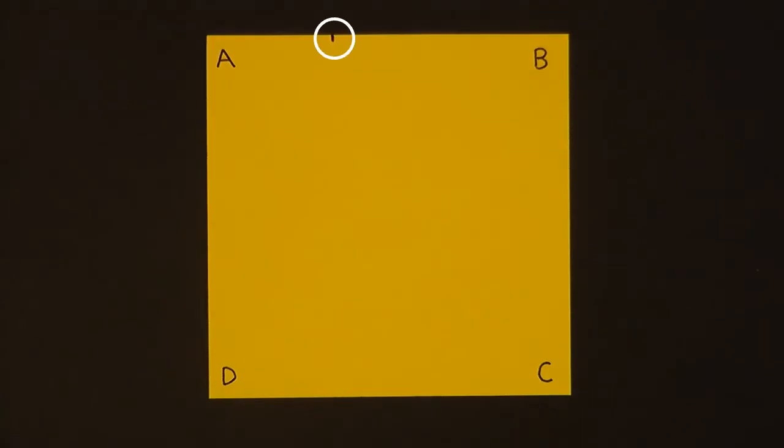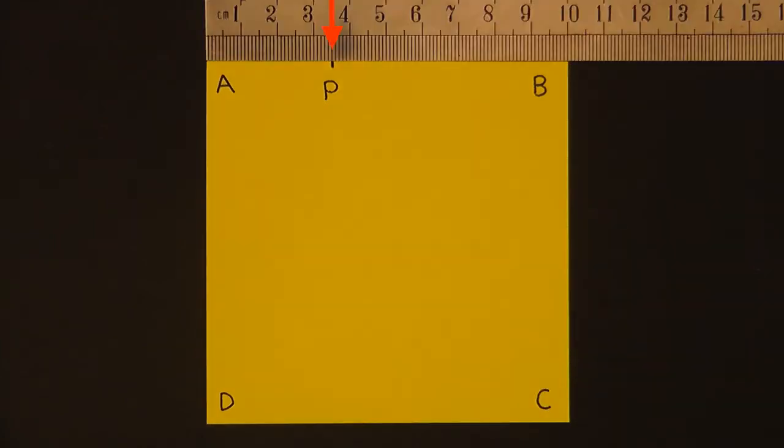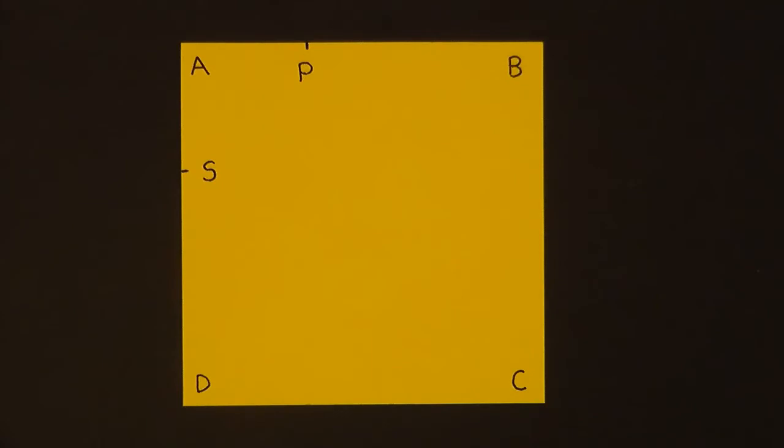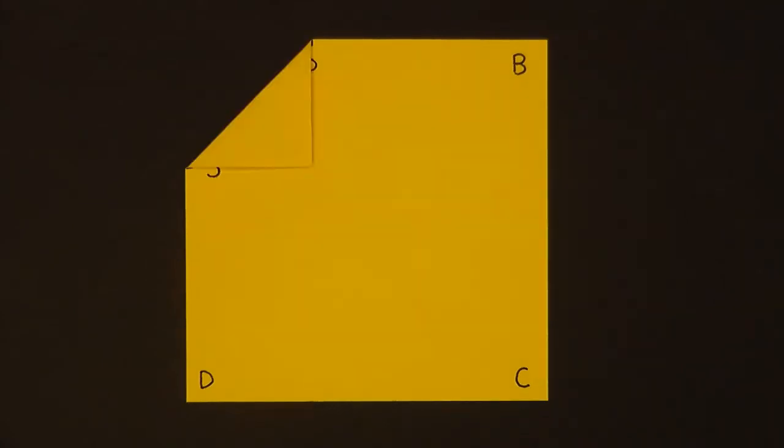I like this one, but don't copy me. Label the point you choose P. Next, locate the point on side AD that is the same distance from A that P is from A. Label this point S, and then make a straight fold from P to S, which creates a nice isosceles dog ear.